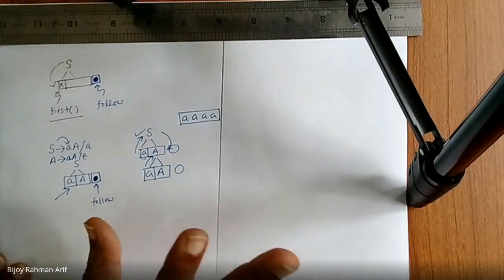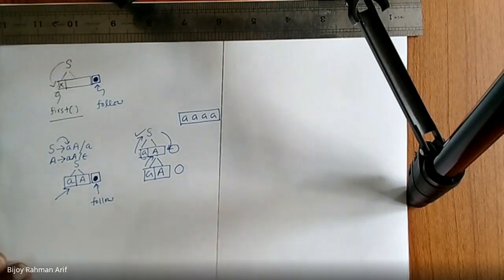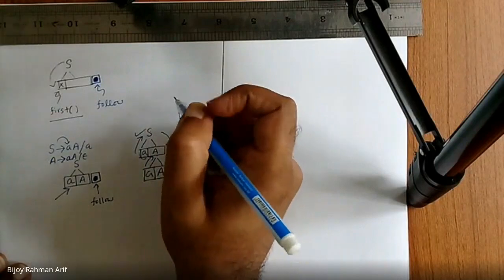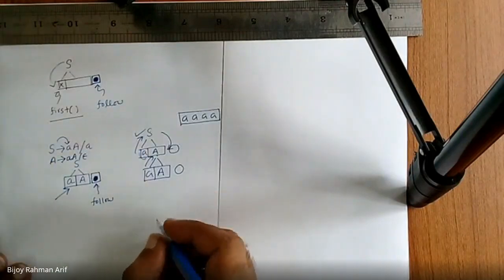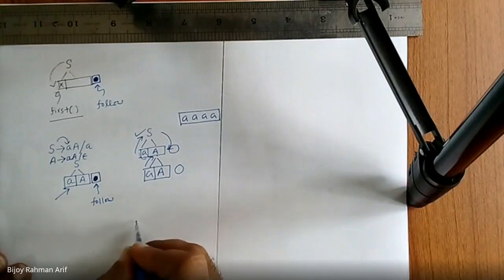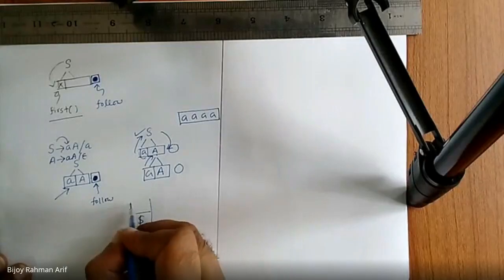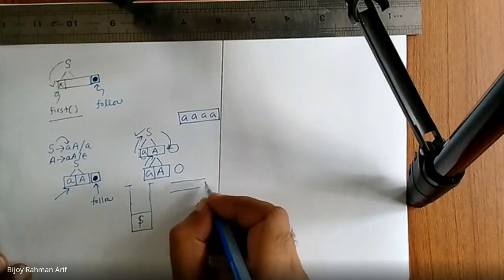In this case, nothing is coming. But if you remember, when we have drawn the LL1 table, we always say there is a dollar sign at the end of the stack. Am I right? Yes. And also there is a dollar sign at the end of the input buffer.